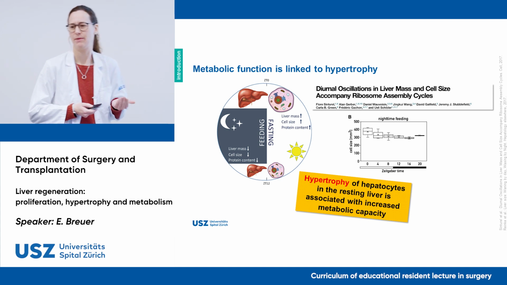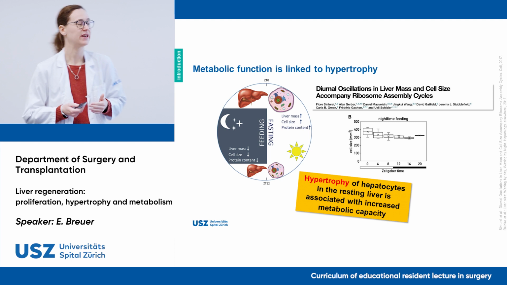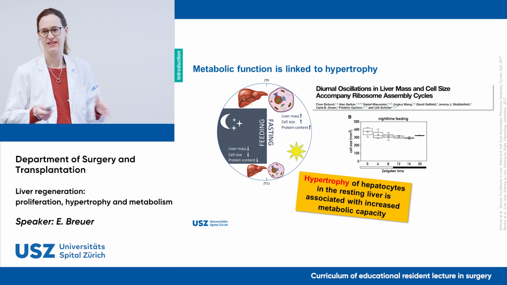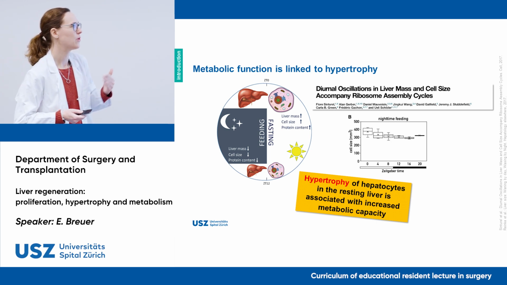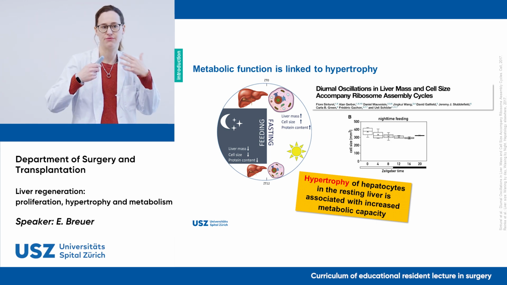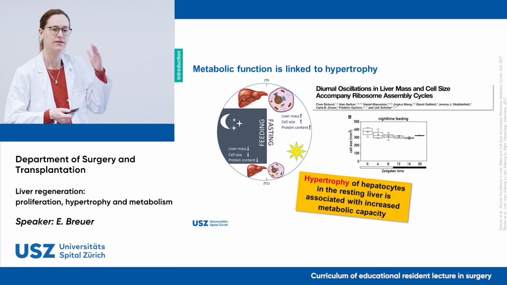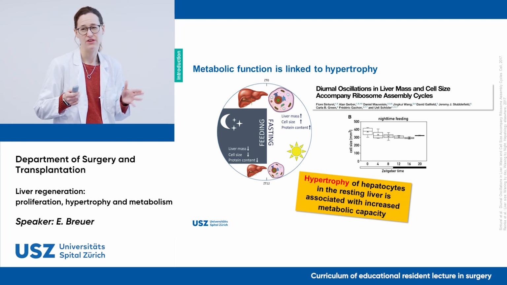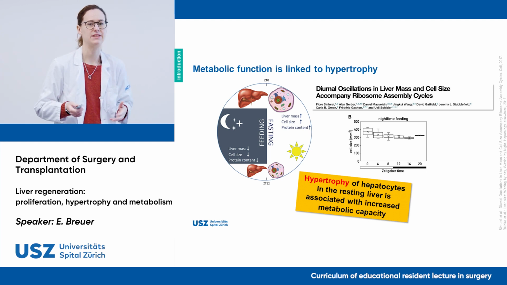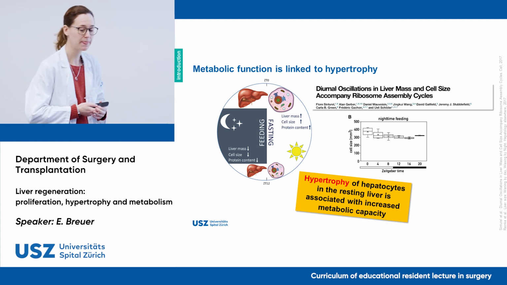But what is this hypertrophy? There is a very interesting paper from the Schibler group where they saw that the liver size and the size of each hepatocyte changes in a circadian rhythm. So during the night when the mice are feeding, the hepatocytes grow in size, and during the day when the mice are sleeping, the hepatocytes get smaller. And this accounts for about 10 to 20% of the liver weight, which oscillates in this circadian rhythm.